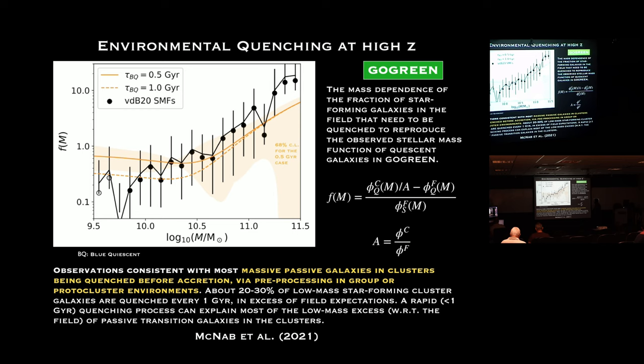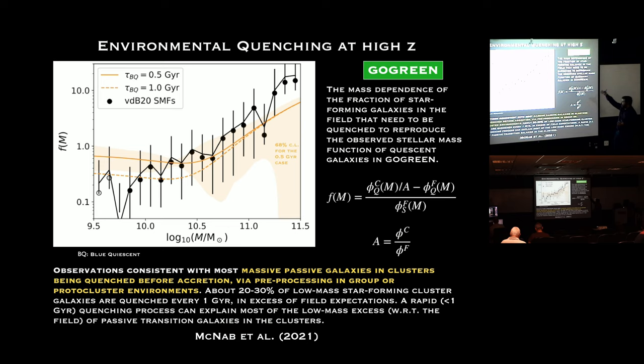So that means this fraction above one means that you need to add more galaxies that will be quenched when they enter the cluster environment. And there you can have other processes that are not necessarily related to the cluster environment. I don't know if that sort of answers the question or gives you a better idea.